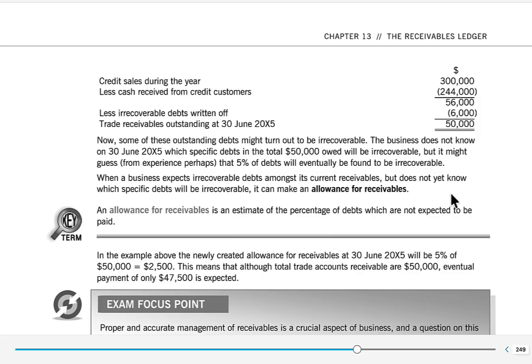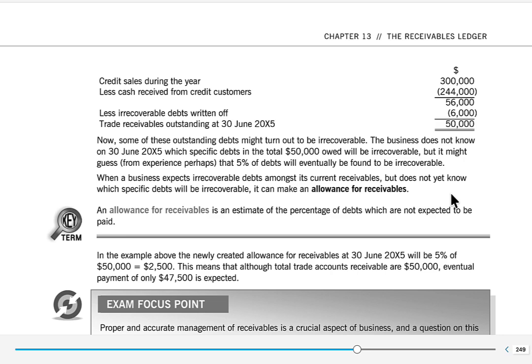Mistake 3. Calculating the percentage on the wrong base. In the exam, read carefully what the percentage is applied to. Sometimes it is on the closing receivables balance. Sometimes it is on closing receivables after writing off known irrecoverable debts. So always do the write-offs first if they happen before the year end, then calculate the allowance on what remains.